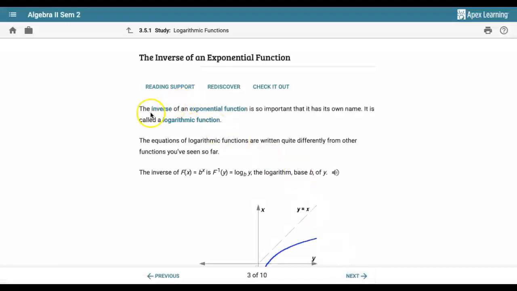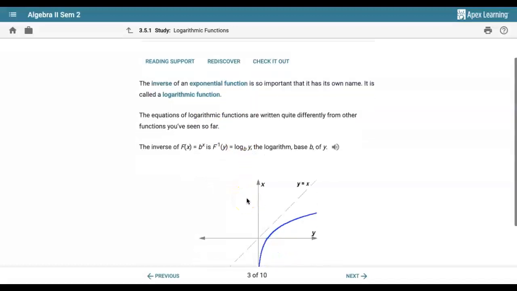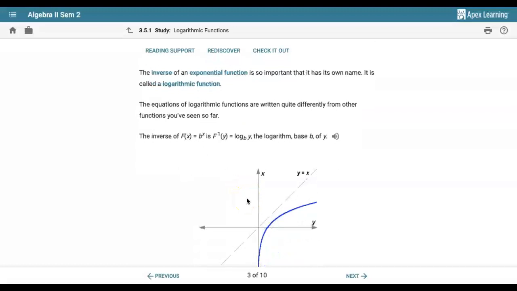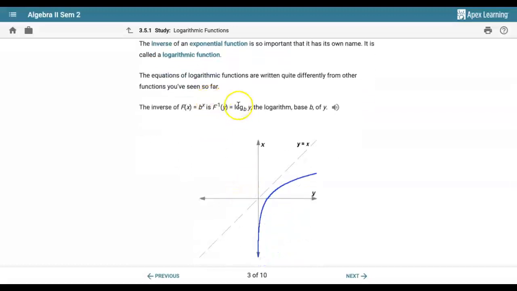And the name of it is this logarithmic function. The way that you can know that it's a logarithmic function is it literally says this word log, L-O-G. L-O-G stands for logarithm. And how we write them is we say log base b of y, and that's how this is written here.